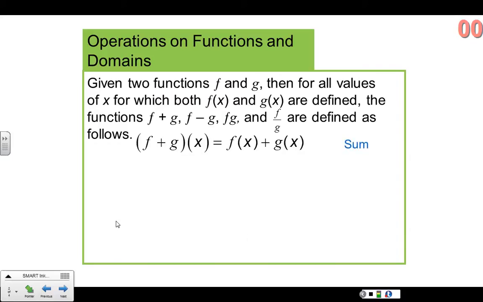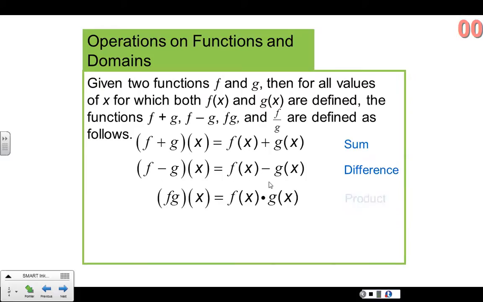The sum, f plus g of x, you would just add the two functions together. The difference, you would subtract, and you would pay attention to the order that you're subtracting in, f minus g. If it was g minus f, then you would write g first. You have to remember, you have to pay attention to the order when you subtract. F times g, you would just multiply the two functions together.